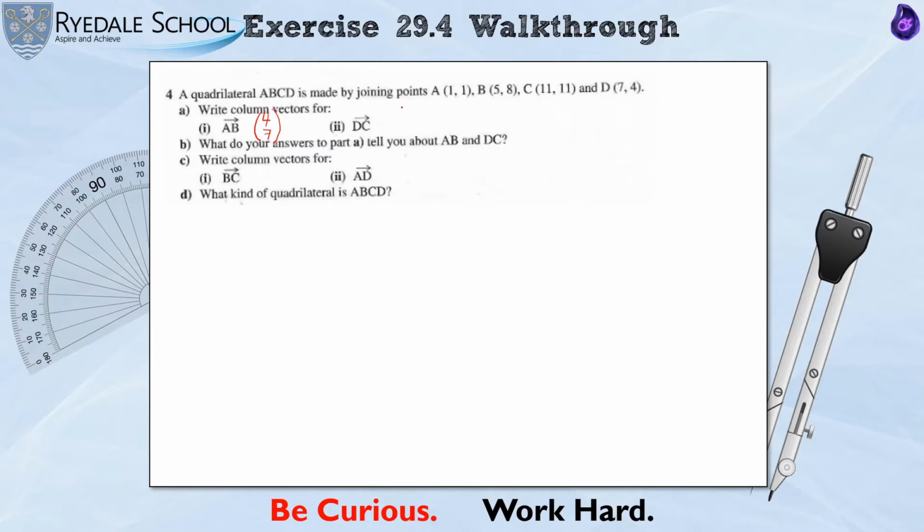Looking at DC, D to C, make sure we're doing the right order. The x component is 7 to 11, so that's 4. And 4 to 11 is 7. So because these two vectors are identical, it says, what do these answers tell you about AB and DC? Well, they are parallel and the same length.